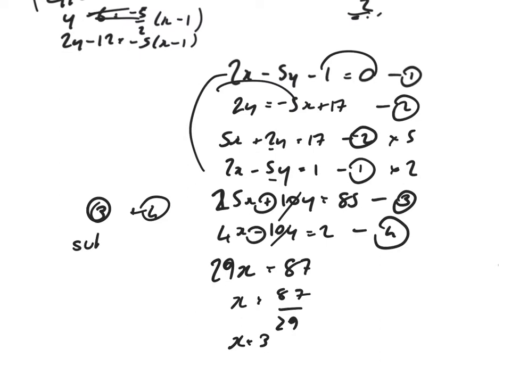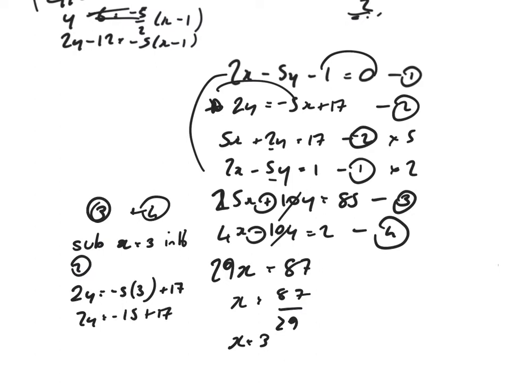Okay, I'm now going to sub x equals 3 into one of the equations to get y, so I'm going to sub it into equation 2 up here. So 2y equals minus 5 bracket 3 plus 17. 2y equals minus 15 plus 17. 2y equals 2 and y equals 1. So the point of intersection is given by (3, 1).